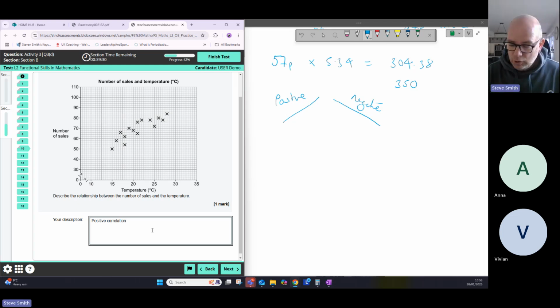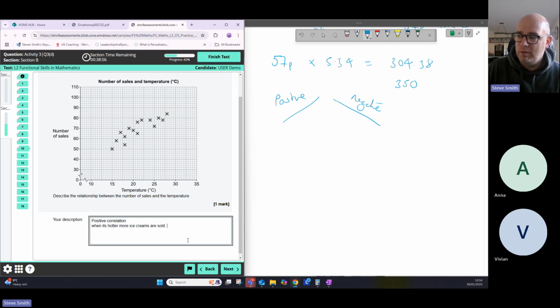If you weren't sure about if it's a positive or negative correlation, say what you see. So we can see quite clearly when it's hotter, they sell more ice creams. I would say that when it's hotter, more ice creams are sold. It's up to you. I'm thinking positive correlation, 1 mark, 2 words, let's go. Or when it's hotter, the more ice creams are sold. It doesn't matter which way.